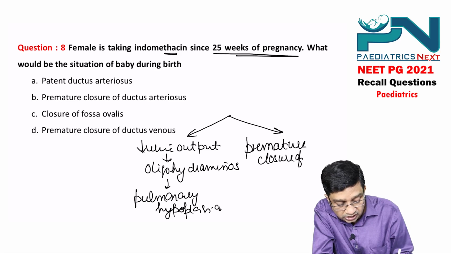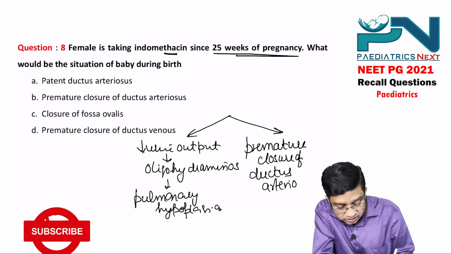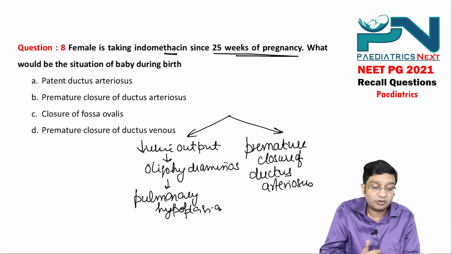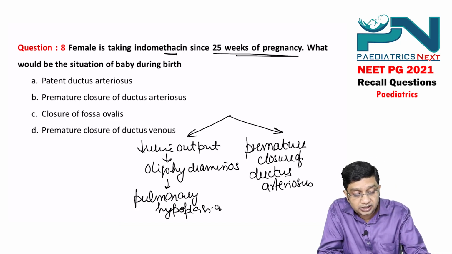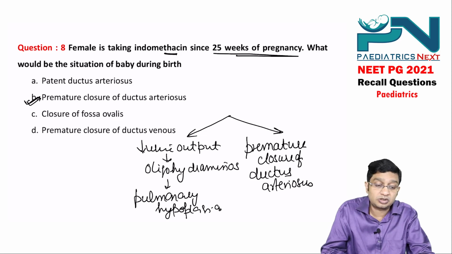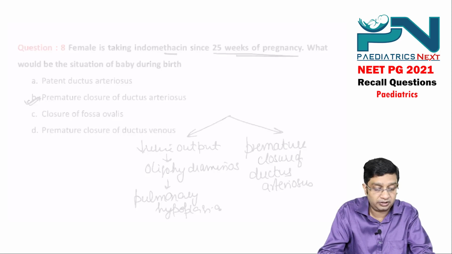It can cause premature closure of the ductus arteriosus. So if there is premature closure of the ductus arteriosus, that can be one of the things. So most likely here the diagnosis is premature closure of the ductus arteriosus. So the answer should be choice number B.